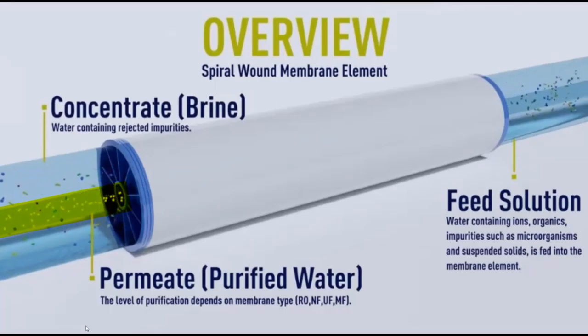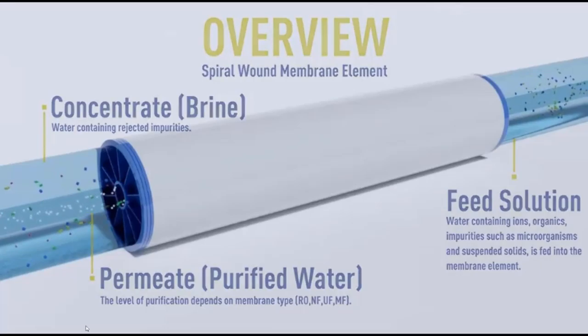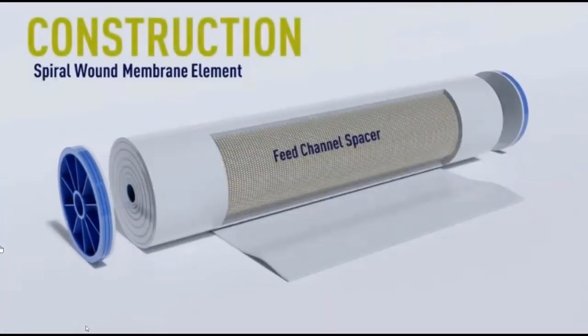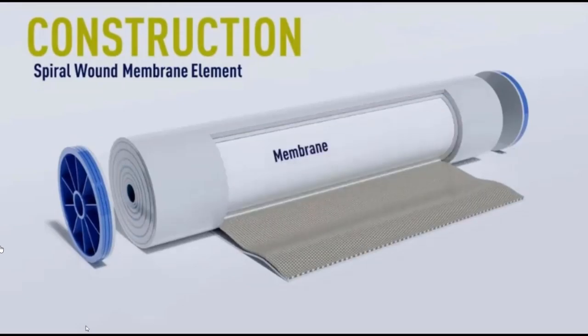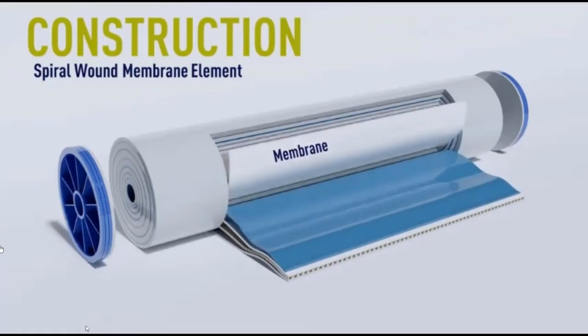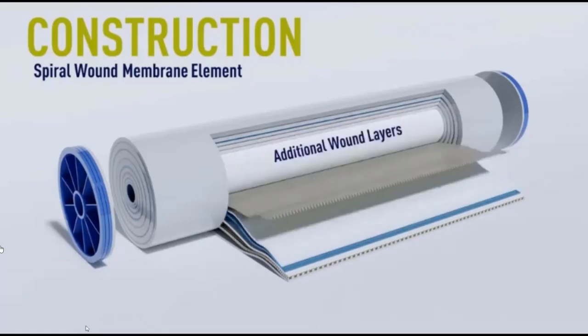This is the water that will go to drain and back to where it came from. The purified water will be stored in a pressure tank for household use. The membrane has a center tube that is perforated. This tube is called the permeate tube.